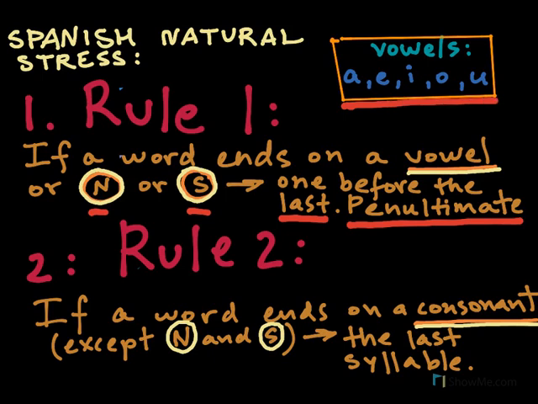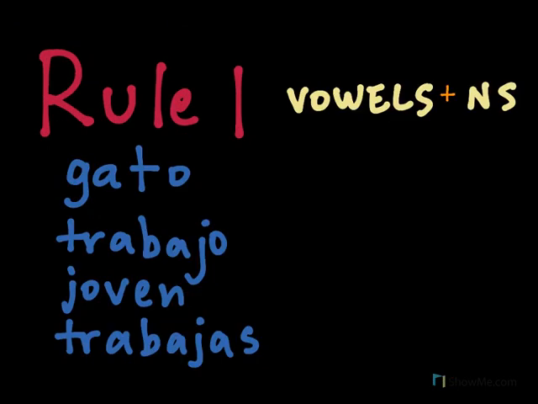Rule number two, if a word ends on a consonant except N and S mentioned before, then the natural accent falls on the last syllable. If the word follows rule number one or rule number two, then there is no written accent, which means no written accent in Spanish is the norm. Written accent indicates something different than the norm, right? So let's take a look.